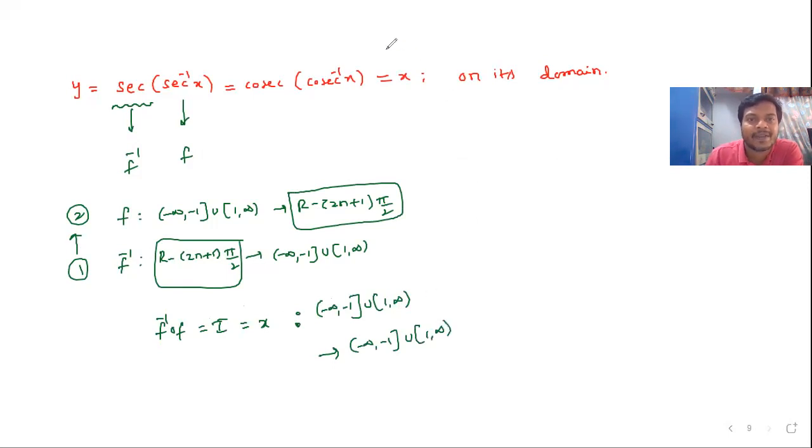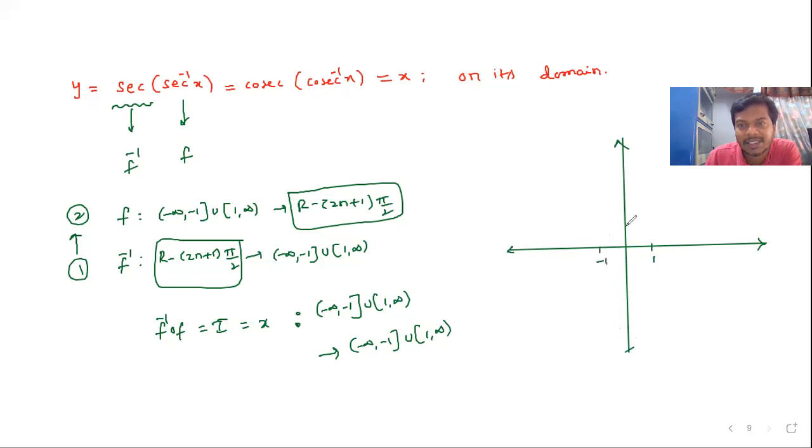Okay, let us see the graph. There is a gap from minus 1 to 1. Here it is 1, minus 1, 1, minus 1. Only in this region there is a gap. Next we get the graph of y equal to x, 1 to infinity, minus infinity to minus 1. Yes, this is the graph of y equal to sec of sec inverse of x and cosec of cosec inverse of x.